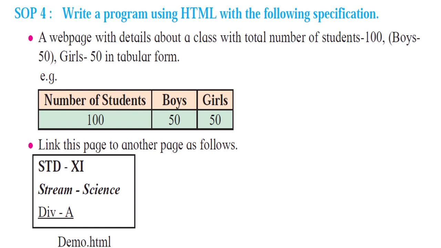Now when we run this web page in the web browser, that is in Google Chrome, we have to link the class.html and demo.html. Means what? When we are on the class.html, as we click on next, the demo.html file should open, and when we click on demo.html, the class.html file should open. So now let's begin the coding.